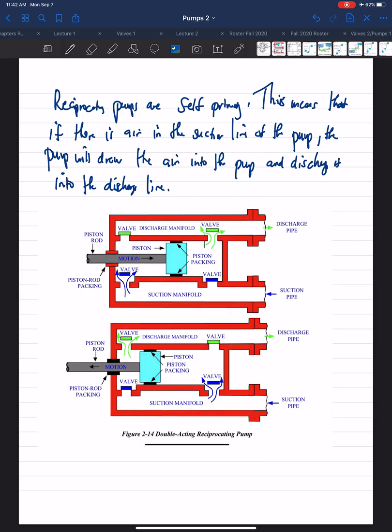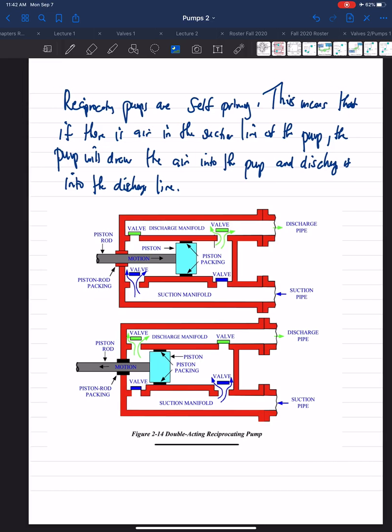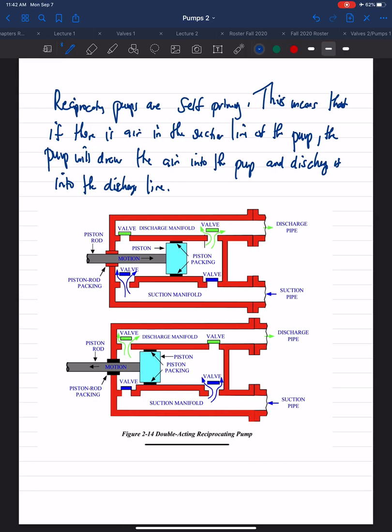Now here is an image of a double acting reciprocating pump. As the piston cycles back and forth, goes here and comes back here, as it moves to the right, inlet flow can fill up this side of the chamber.